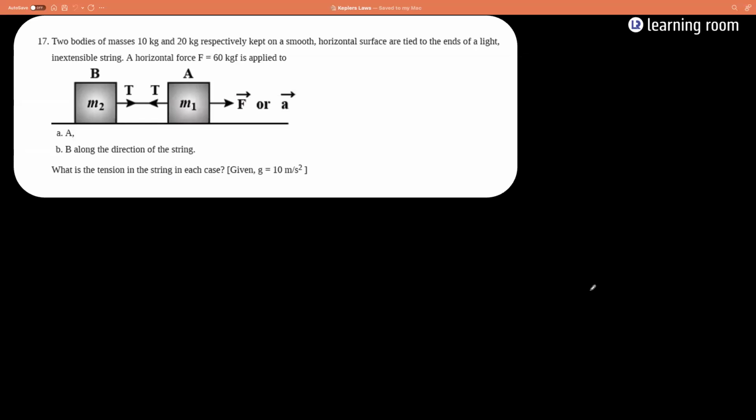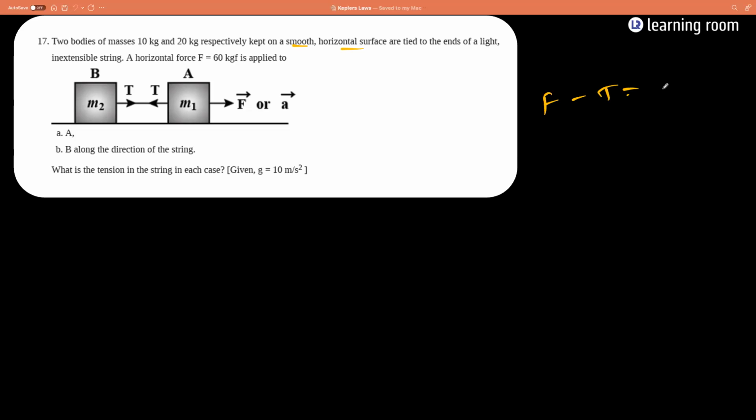17. Two bodies of mass 10 kg and 20 kg respectively kept on a smooth horizontal surface. First point to be noted: smooth horizontal surface. They are tied at the ends of a light extensible string. A horizontal force of 6 kgf, kilogram force, is applied to A and B along the direction of the string. What is the tension of the string in each case? How much is the tension?